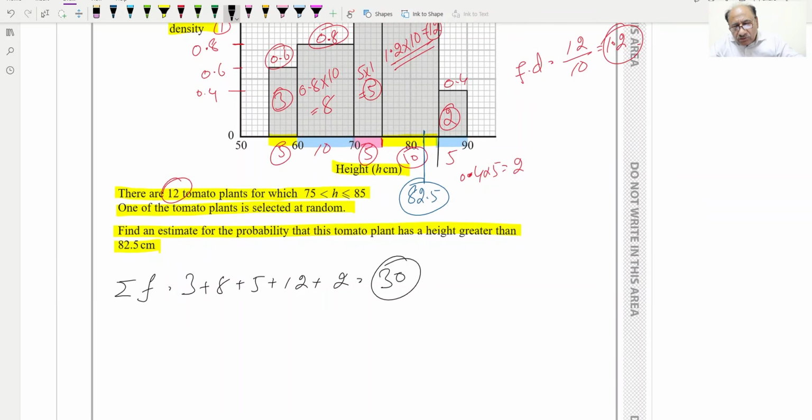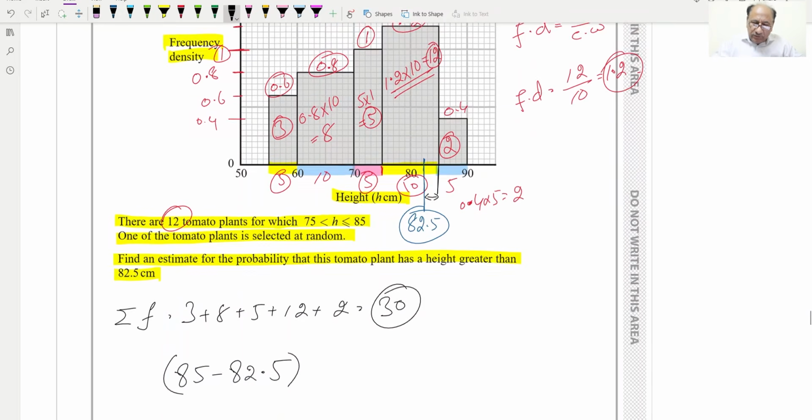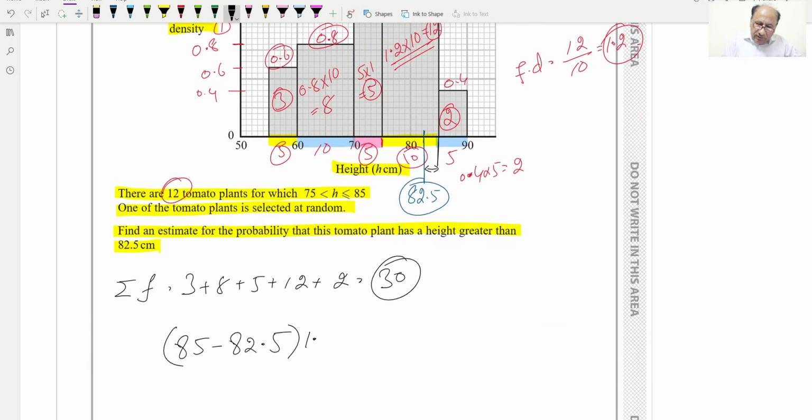Now 85 is up to this one. So this small range will be 85 minus 82.5, and this will be multiplied by the height of the bar, which is 1.2. So we will multiply it by 1.2. This will be one portion which we need to include.